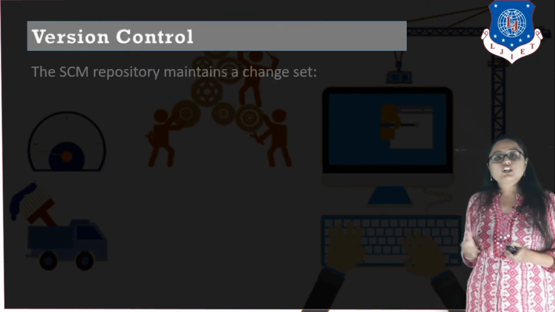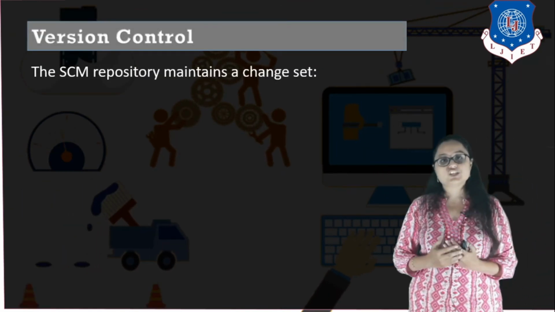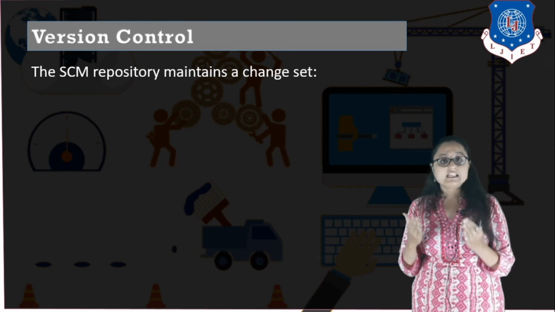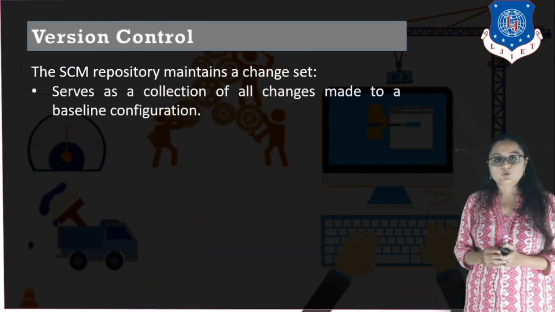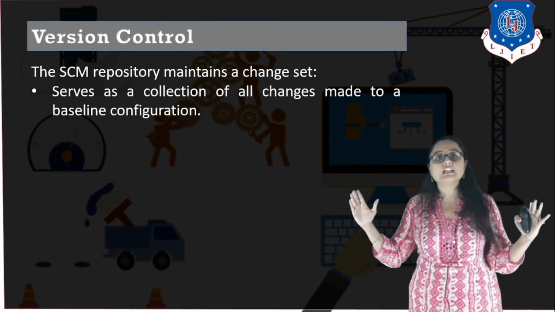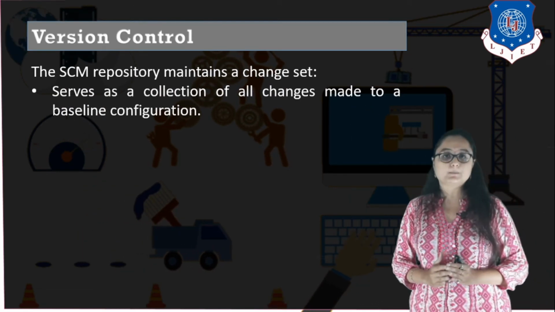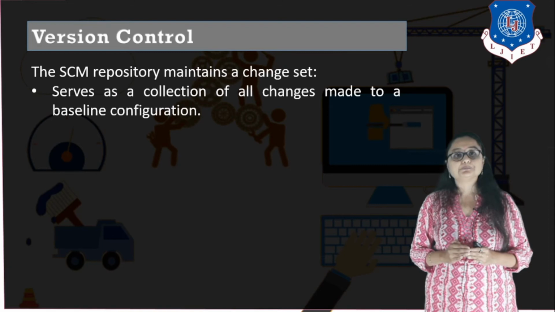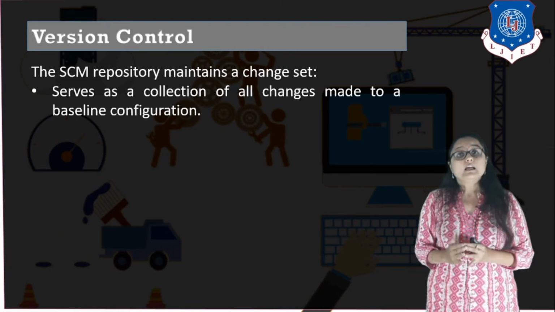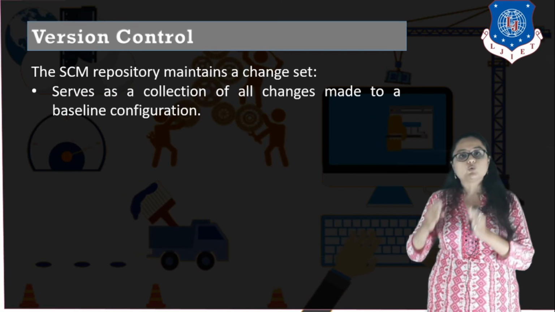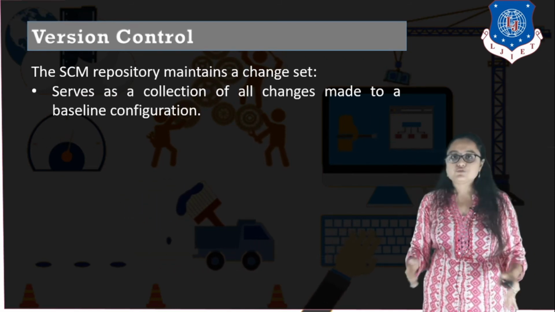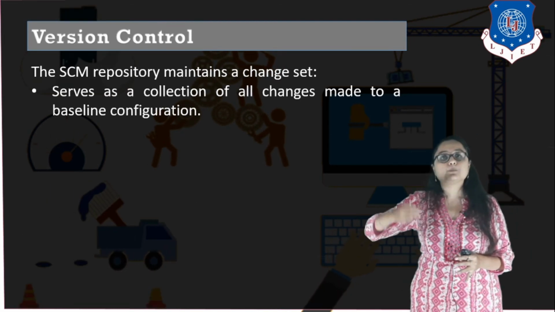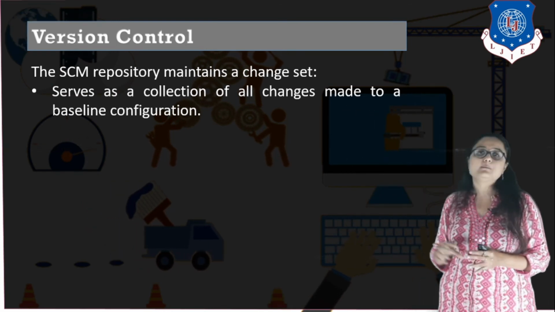Also, a version control should maintain a change set, okay, because configuration management is all about changes. So there should be a change set maintained in the version control tool, which serves as a collection of all the changes you have made to a baseline configuration. So for example, our version currently is 1.1.1 and this is my baseline version of the software. Now if I am performing any changes in 1.1.1, I will have to follow a proper formal change control mechanism, right? All the software configuration items that I am changing in 1.1.1, those changes should be maintained in my version control.